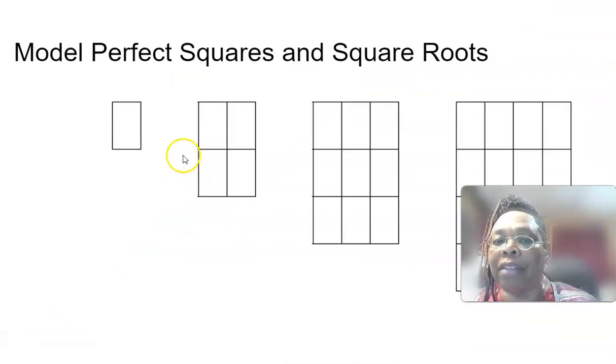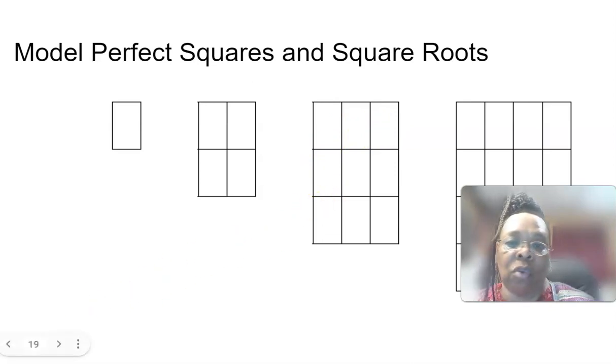So 6 is the root, and 36 is the perfect square. If you have to model them, this square is 1 times 1 equals 1. This square is 2 times 2, 4. This one is 3 across, 3 down. So the row is 3, the columns are 3. So it's 3 times 3. 3 is the root and 9 is the square or the perfect square, and so on.